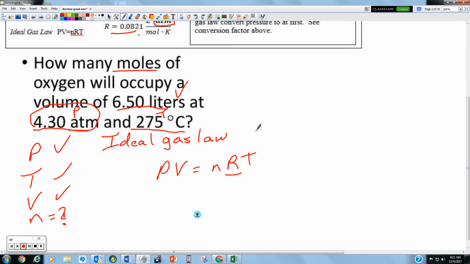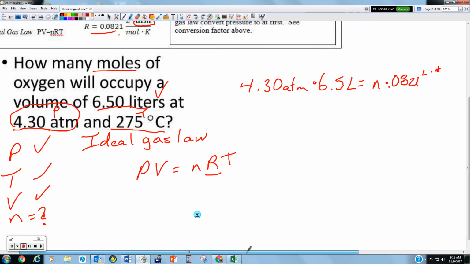So just setting this one up, I'm not really going to solve it. You can solve it if you want, just for the practice. So our pressure is 4.30 atm times our volume, 6.5 liters, equals the moles. That's what we want to know. Our R, 0.0821 liters atmosphere. I got a little bit more room.